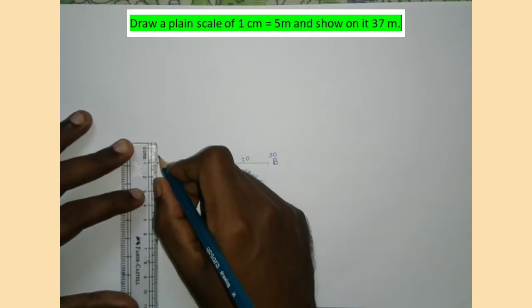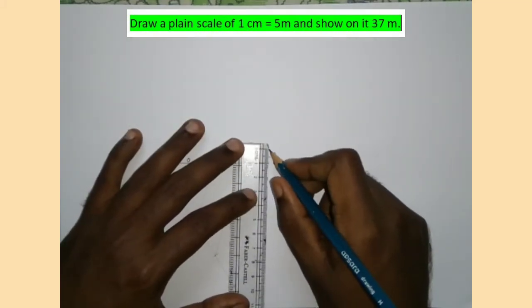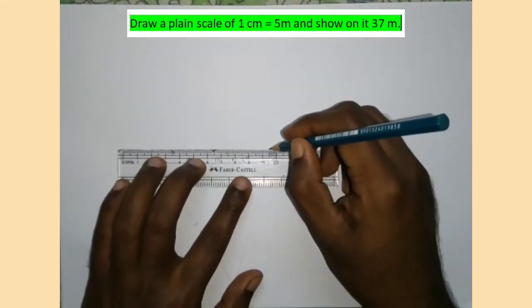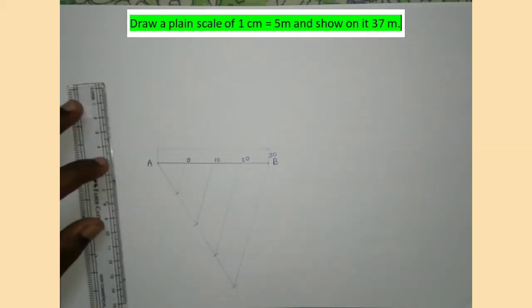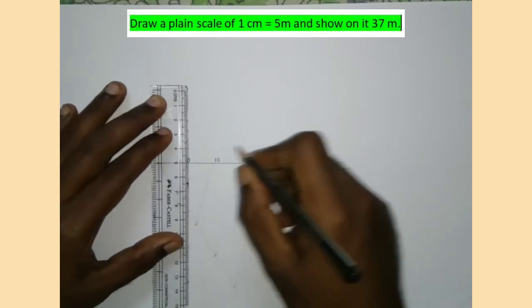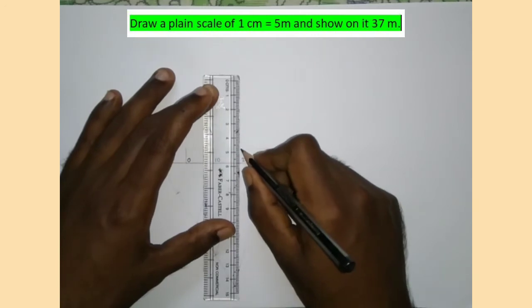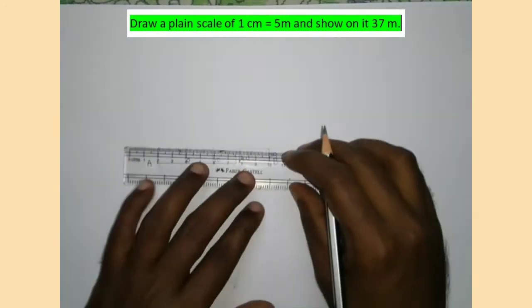And now I am drawing a small box of height. We can take 1 centimeter or 1.5 centimeter and I am drawing a box. Okay, now I am drawing a vertical line from point 0, 10, 20 and from 30. Okay, all are thick lines.